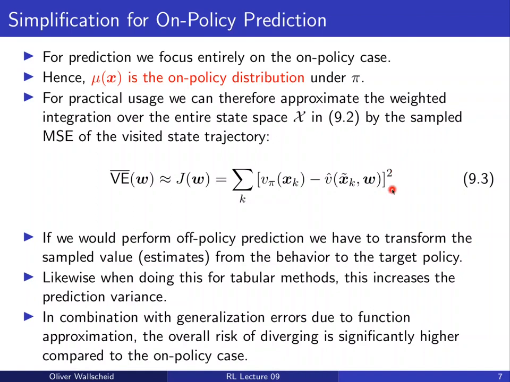that the overall risk of diverging during the learning, such that we don't find a minimum of that cost function but completely go nuts with our learning process regarding v-hat, is much increased compared to the on-policy case, as denoted here by equation 9.3, where we don't have to take into account mu or any kind of mapping between behavior and target policy. So this is just a side note on why off-policy prediction is a more delicate objective, and we are just focusing here on the nice case where we can approximate, for on-policy applications, the prediction objective with that simplified cost function J.